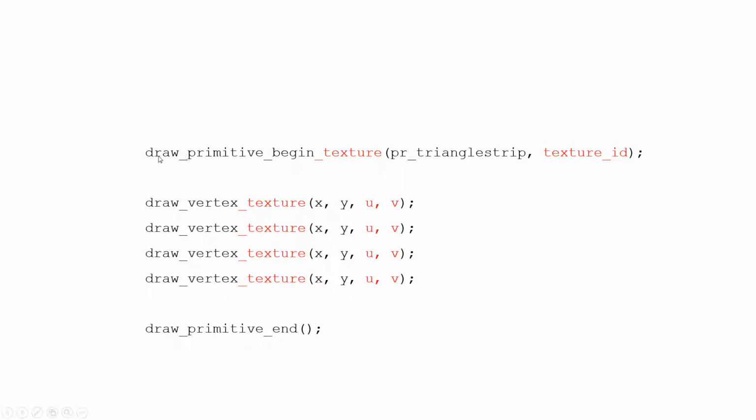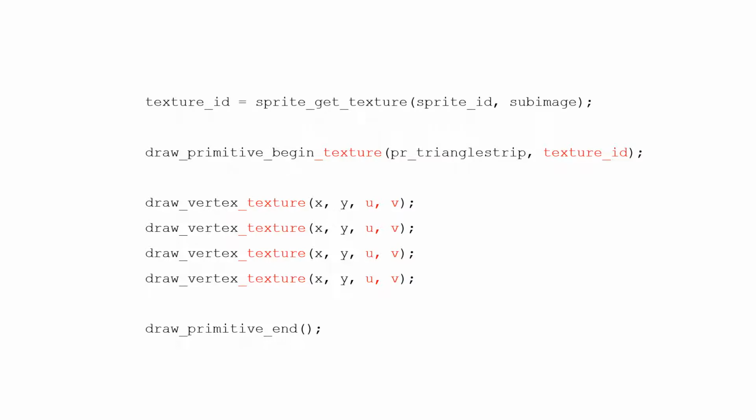For example, you now need to call draw_primitive_begin_texture, and you don't only have to tell it how you want to define the geometry, but also you have to supply a texture ID that you want to use and apply to the surface. And the draw_vertex changes to draw_vertex_texture, because now for every corner point you don't only have to supply the x and y coordinates, but you also have to supply the texture coordinates. What part of the texture should be drawn at this corner point? And GameMaker will then try and interpolate, meaning fill in the intermediate values between the corner points and fill the surface with the complete texture.